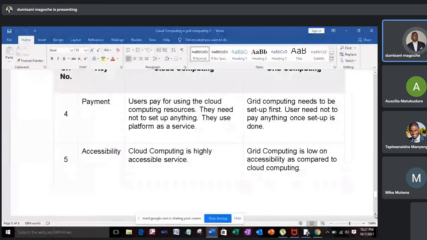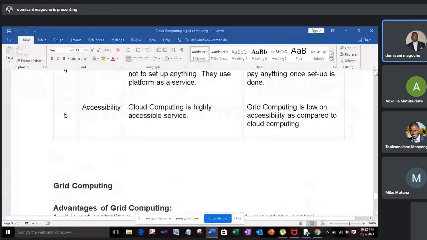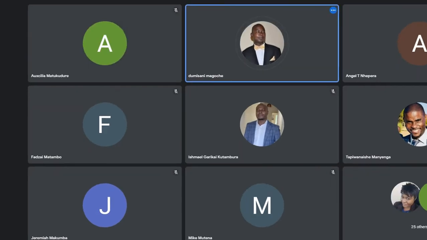That is what I have there. I don't know if that justifies the question or if I've missed it somewhere.